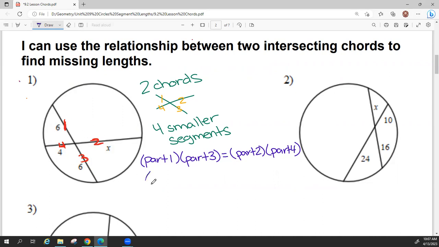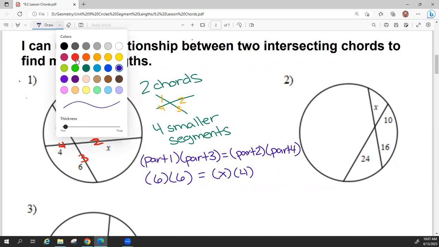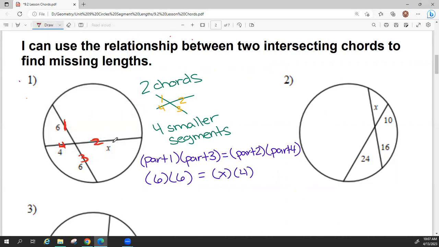So I'm going to multiply 6 times 6, part 1 and part 3, and part 2 is x, and part 4 happens to be 4. And we have an equation now that can help us figure out how long part 2 is. So 6 times 6 is 36. I can rewrite x times 4 as 4x. And then finally, we divide both sides by 4 and find that the part we are missing, part 2, is 9 units long.